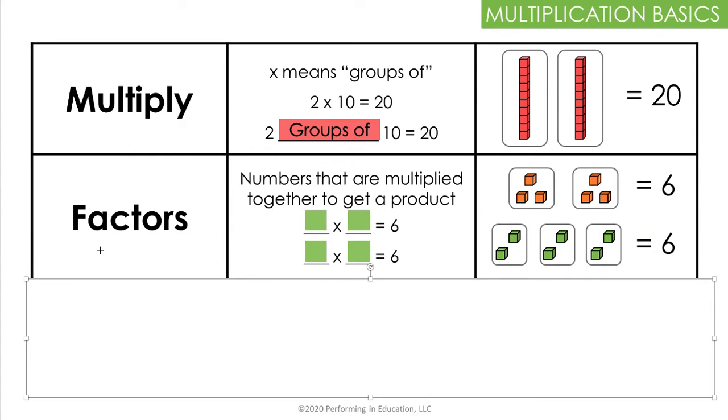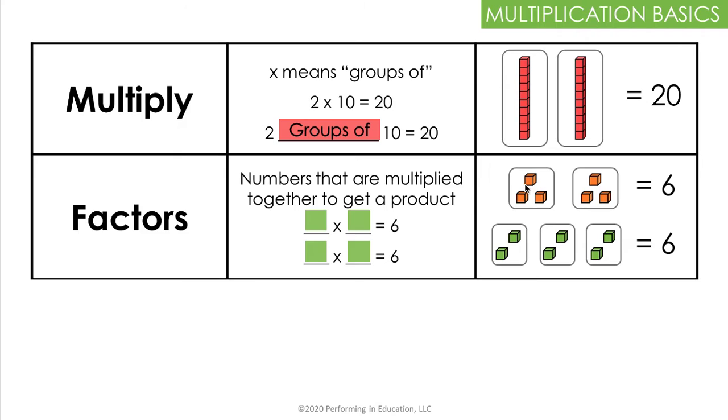Okay, factors are the 2 numbers that you multiply to get a product. So the product is the answer, and the 2 numbers that you're multiplying, or more, are called factors. Any numbers that you're multiplying are called factors. So 2 numbers that are multiplied to get a product are factors.